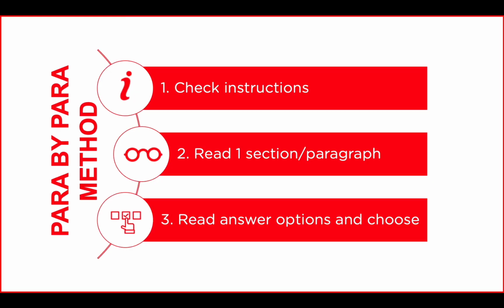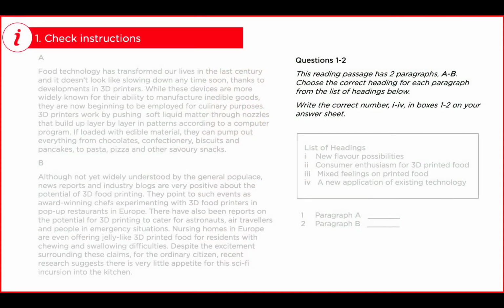Our method for headings match is quite different to the method we normally use. It's only 3 steps. Number 1, we check the instructions. 2, we read one section or one paragraph. 3, we read the options and choose. So we're starting with the text and going back to the questions. Let's do it. We'll check the instructions first.